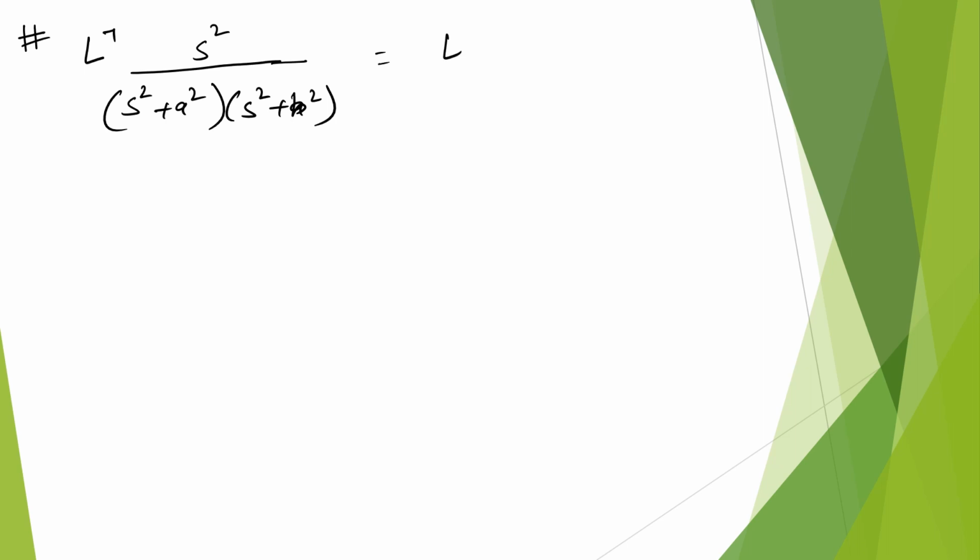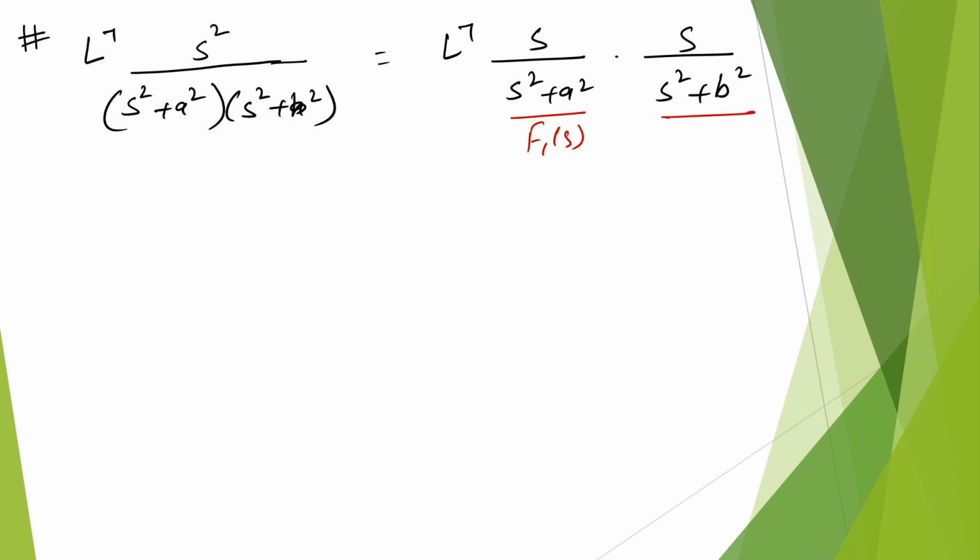Now we consider one more example, Laplace inverse. Find the Laplace inverse of s square upon s square plus a square into s square plus b square. To use the convolution theorem, we can say that Laplace inverse of s upon s square plus a square and s upon s square plus b square. So this is the first function f1s, and this will be the second function f2s.